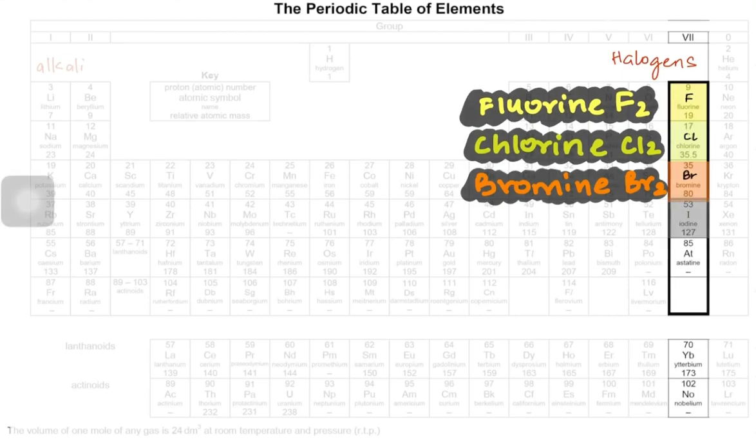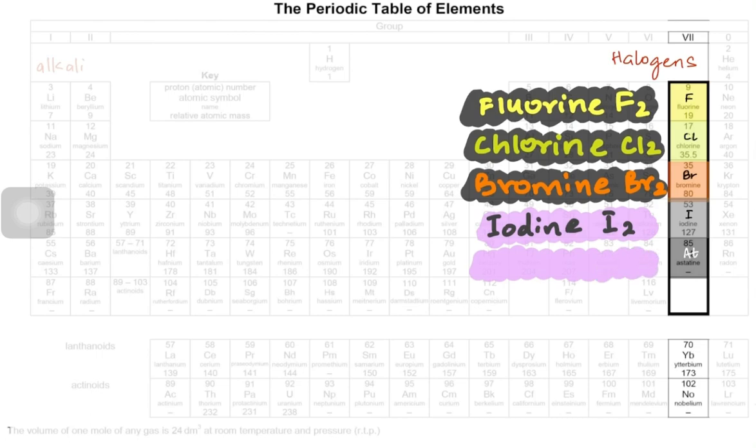Next is iodine. Iodine is in period number 5, group number 7. It is a gray-black solid, which means the diatomic molecules of iodine are even closer. Last is astatine, At. It's not a very common halogen, but it's good that we know about it. If you can follow the trend of the colors, you can predict that astatine would be even darker in color. So astatine is At2, which means diatomic.